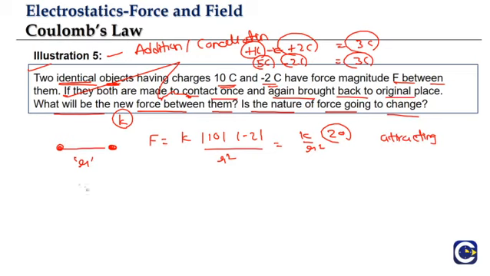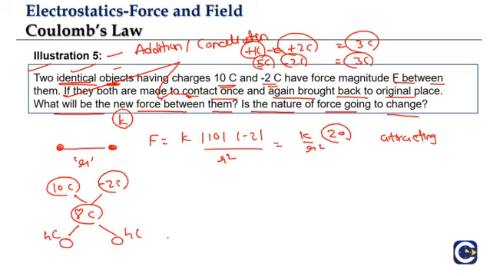Now what happens when we bring them together and touch? One is 10 coulomb, other is minus 2 coulomb. When we touch them, because of the additivity of the charge, 10 minus 2 is now going to become 8 coulombs. Now if we are separating them, the charge is going to be uniformly distributed because these two are identical objects. Now each of the objects are going to have 4 coulombs and 4 coulombs.